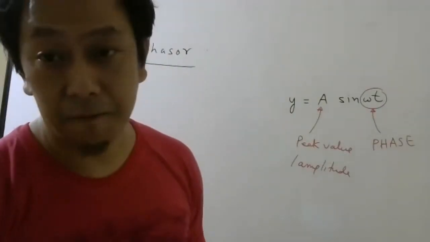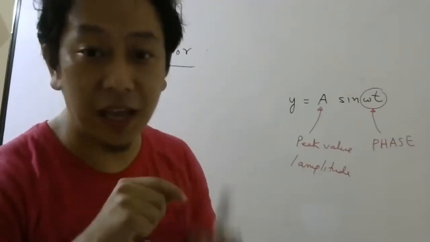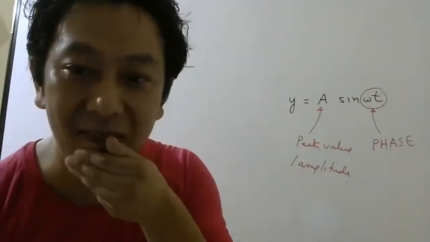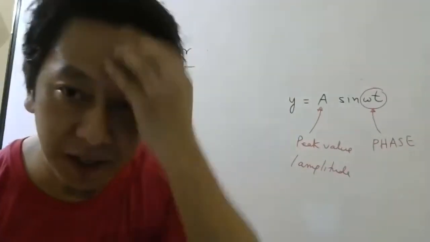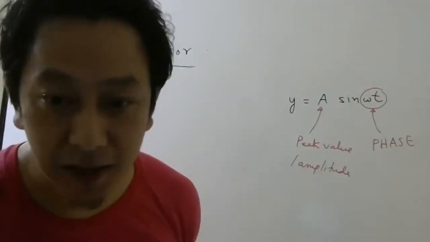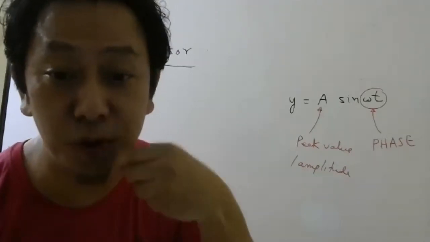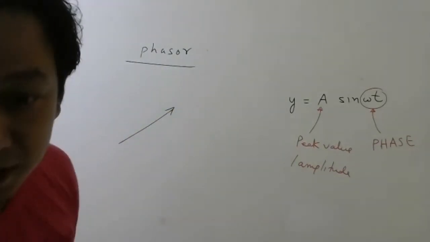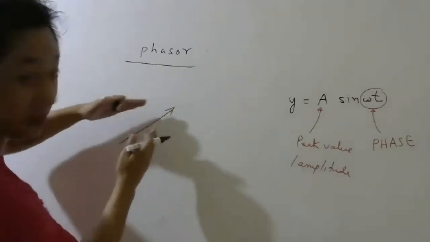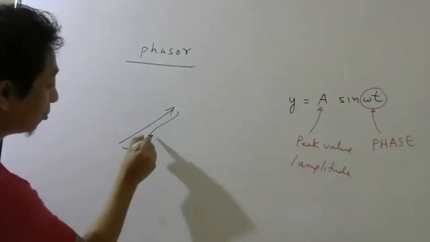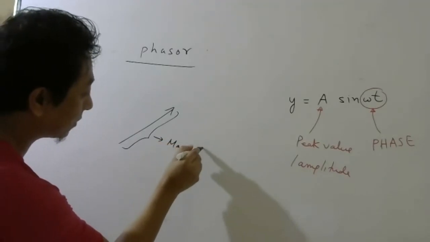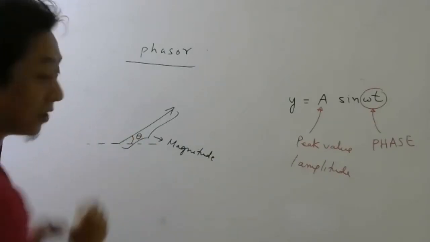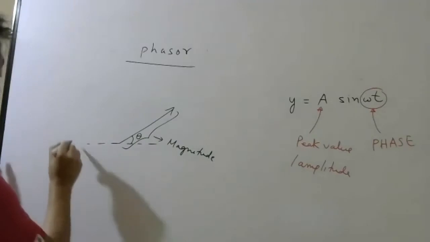Just like vectors. If you see any vector, it has two things. What are those two things? Any vector has two things, magnitude and direction, correct? And how did we represent them in a diagram? We represented them by drawing a line with an arrow mark. The length of the arrow line gives you the magnitude, and the angle this arrow makes with some reference line gives the direction.